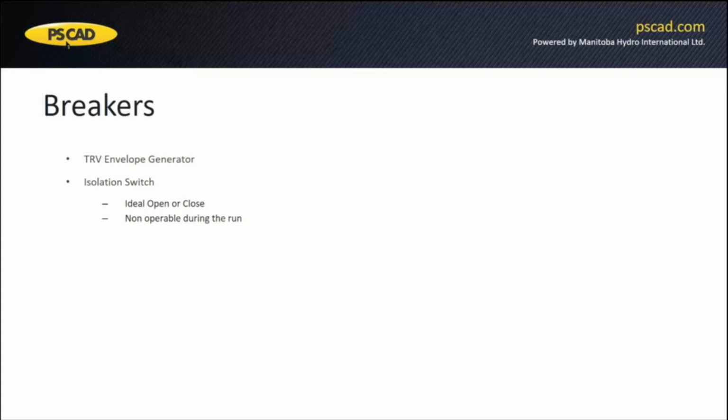Next group of components I want to show is related to breakers. There's the TRV envelope generator. You may have seen this in the intermediate library of PSCAD. And there's a new component, isolation switch. You can select open or close. It's an ideal open or ideal close. And you cannot operate this component during the run. It's not a breaker, it's an isolation switch.